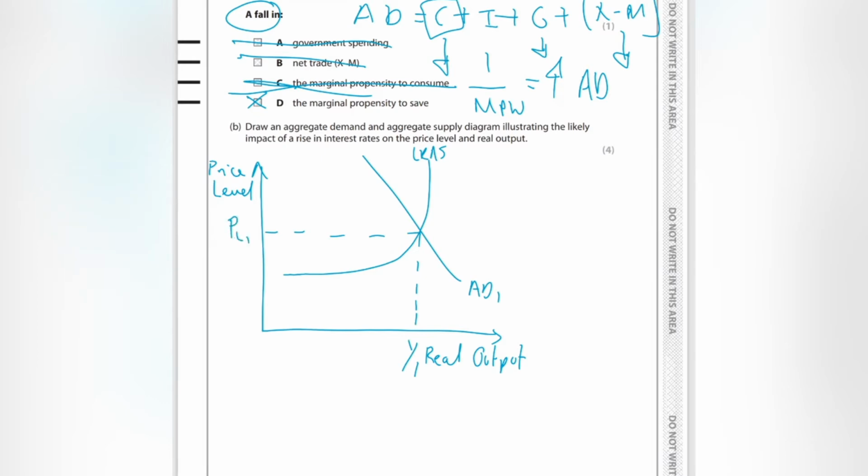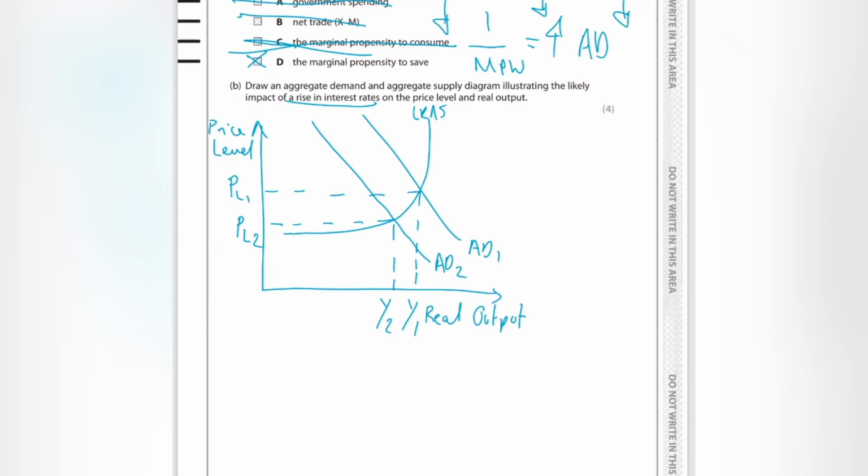Okay, now if there's a rise in interest rates, that's going to cause savings to increase, so decrease the value of consumption, and it's also going to make the cost of borrowing higher, which is going to decrease investment. So what we should see is an inward shift of aggregate demand to AD2 as both consumption and investment fall as a component, and we move to PL2 and Y2. And you don't need to do anything else other than that. You're not going to get marks for arrows.